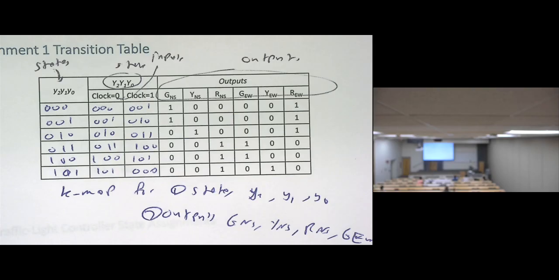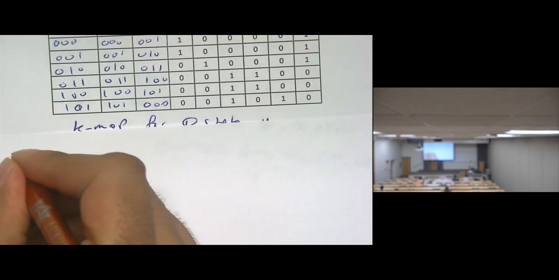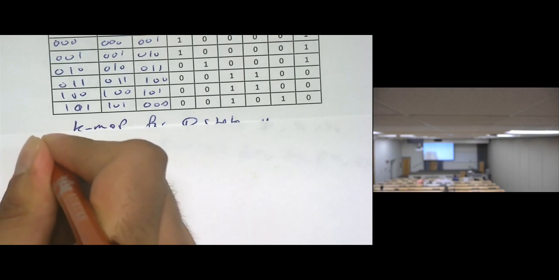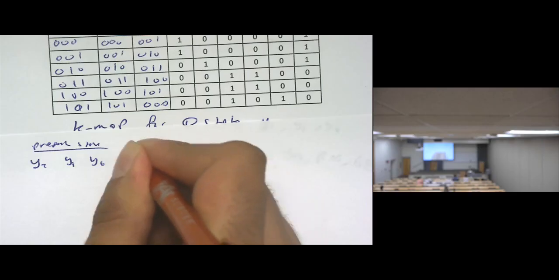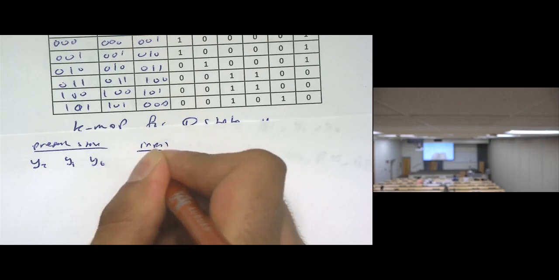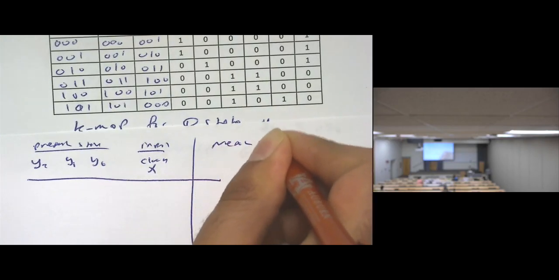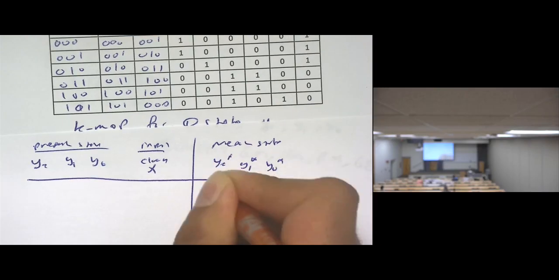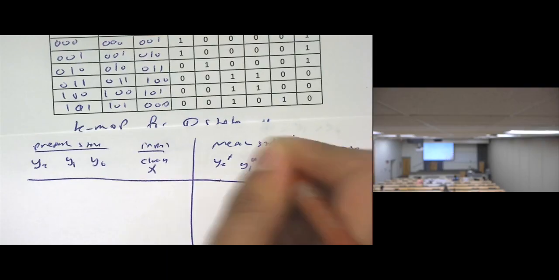To answer about this, let me redraw the state table on the general formula that we used to do. So the general state table here has y2, y1, y0 as the present states. Here are the inputs. I'm going to write a clock, or let me denote it by x. Then here are the next states, which are y2 star, y1 star, y0 star. Then there are the outputs.